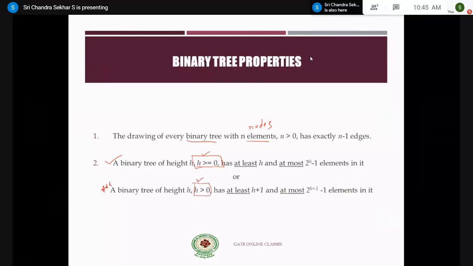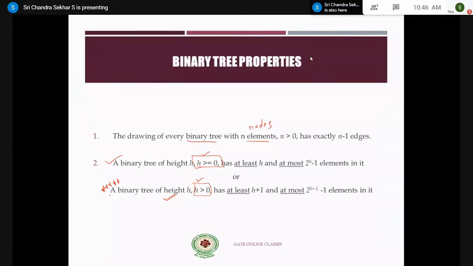Both of them are equal only, but since we represent the root node as situated at height 0, this formula is applied. Most of the time when you solve previous GATE examination questions, you have to treat the root node as present at height h equal to 0 only, and for the next levels you have to go on incrementing it by 1. So you consider this second formula only. Even though you consider h greater than or equal to 0, it remains the same. It's not an issue.